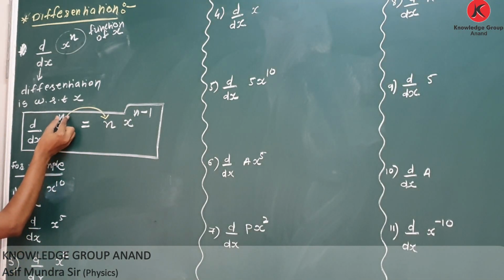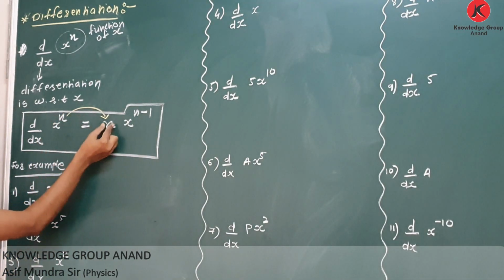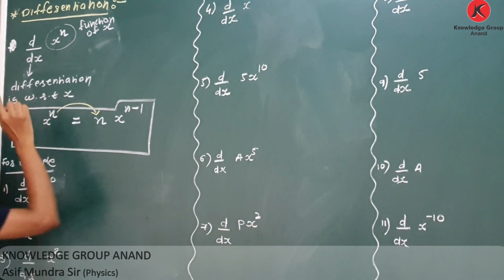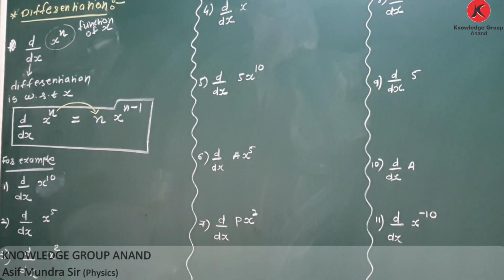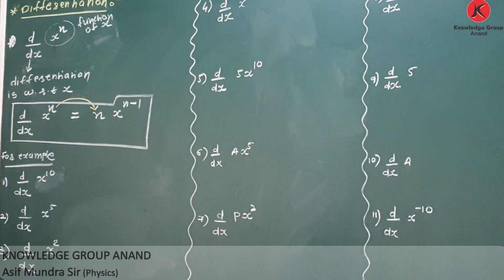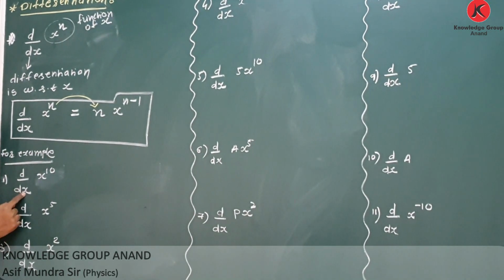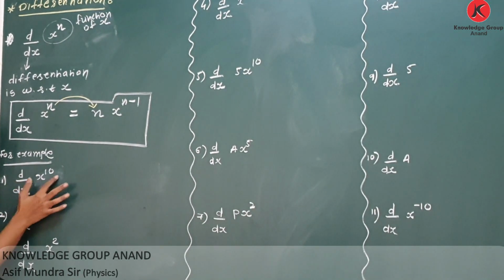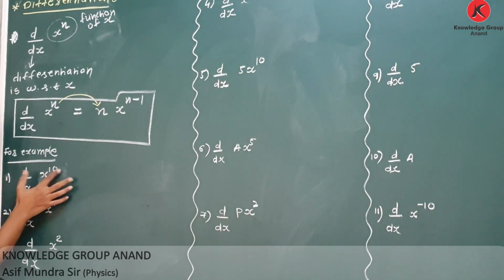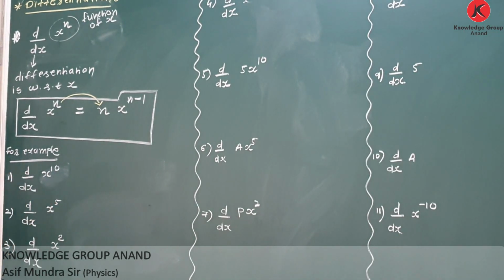Whatever power you are given, you have to write as coefficient, and you have to decrease one power. We will see some examples. If you are given d upon dx of x raised to n, differentiation is with respect to x. Here the function is also of x. x raised to 10, the function is of x.